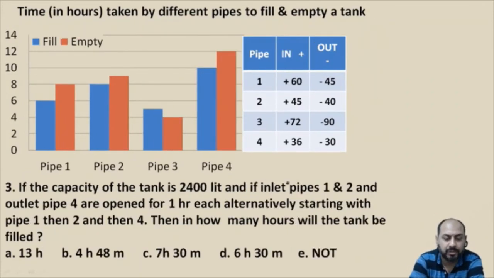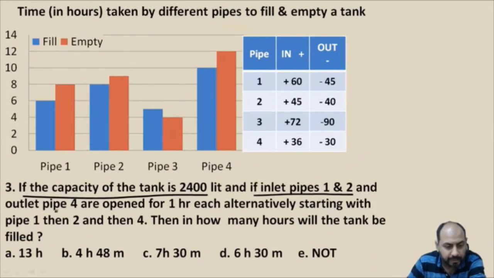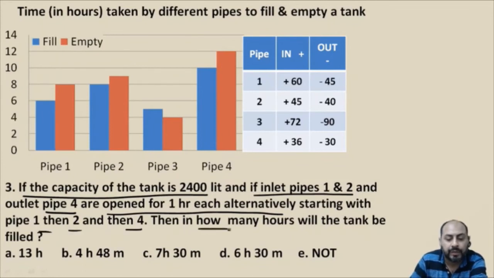Let's have another question, question number three. Now, this is again an interesting question. What does the question say? If the capacity of the tank is 2400 liters, and if the inlet pipes 1 and 2 and outlet pipe 4 are opened for 1 hour each, alternatively starting with pipe 1, 2, and then 4, then in how many hours will the tank be filled?